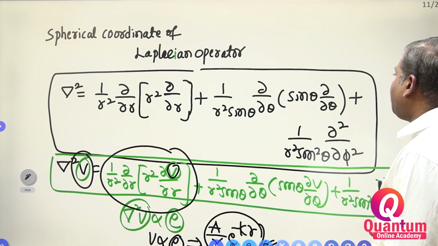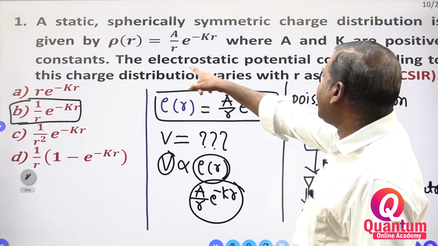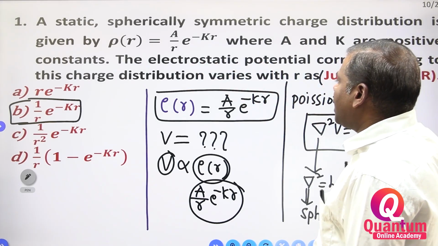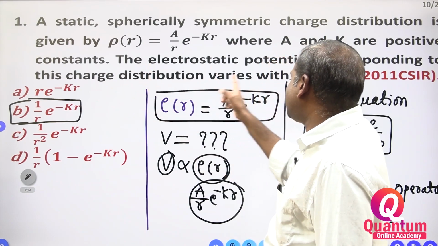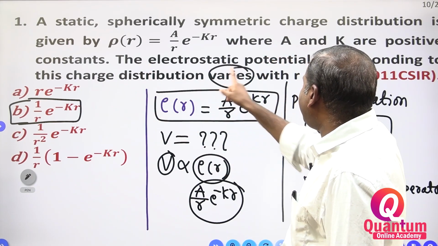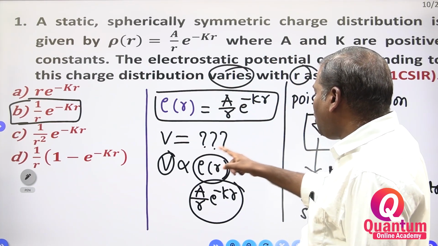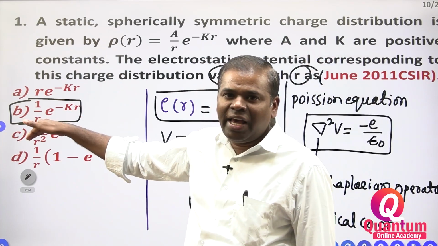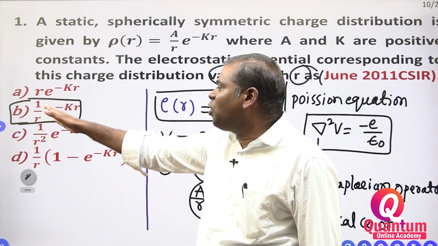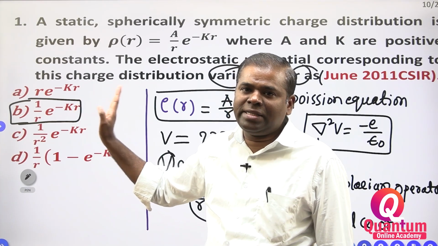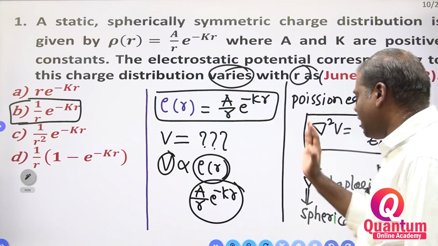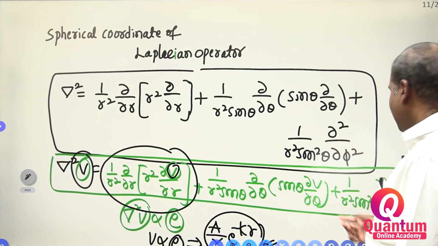They are not asking for the potential, they are asking how the electrostatic potential corresponding to the charge distribution varies. How is it varying? The same entity, they are varying as 1 by r e to the power of minus kr only. Clear? Now we will see the second one.